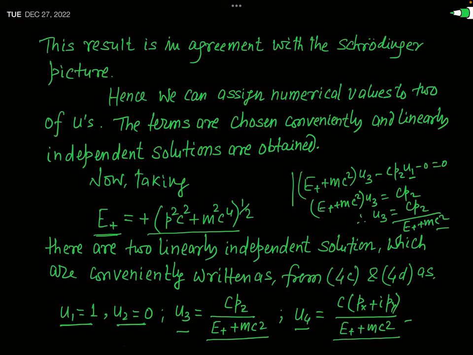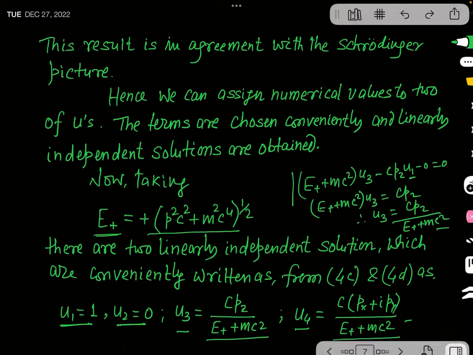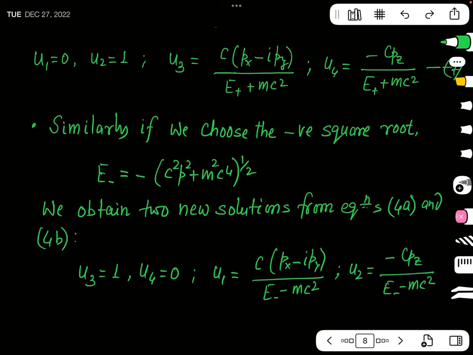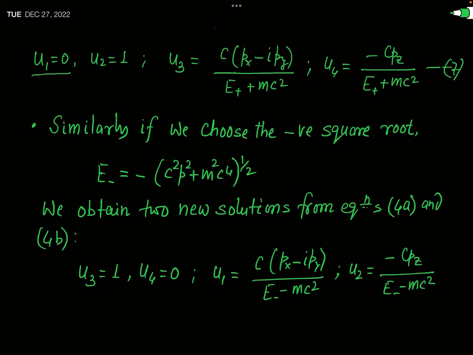Okay. So u3 and u4 have been obtained by selecting the value u1 equal to 1 and u2 equal to 0. Now see. Now take another set of u1 and u2. Now u1 is taken 0 and u2 is taken 1. So again from those two equations you will get in this condition u3 will be equal to this much. I am not turning the page, because you can find it out easily. And u4 will be then equal to this much, minus cpz over e plus mc square.